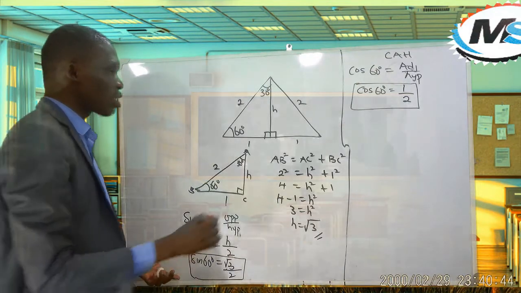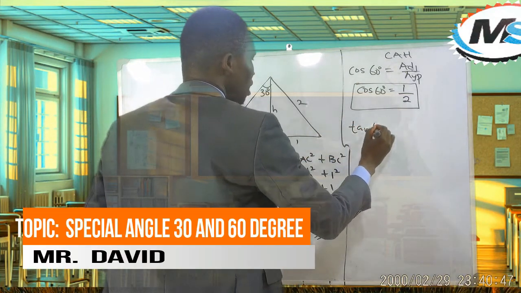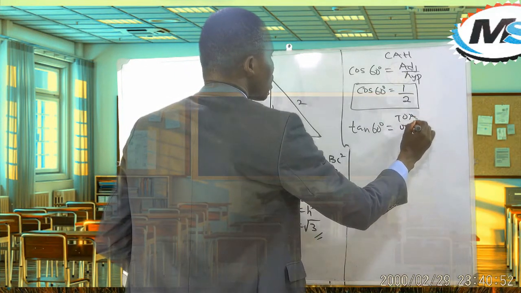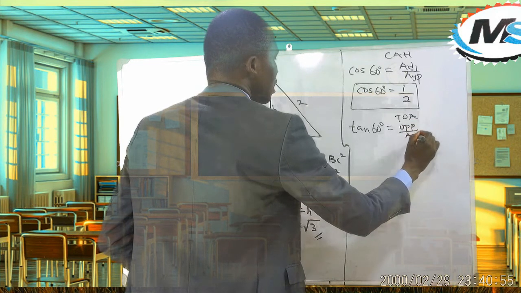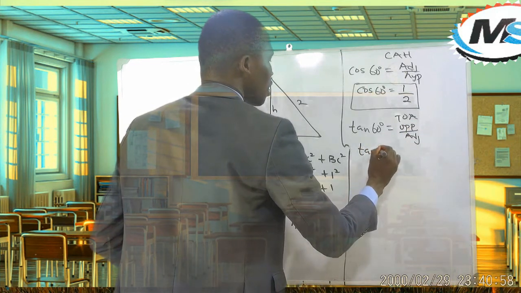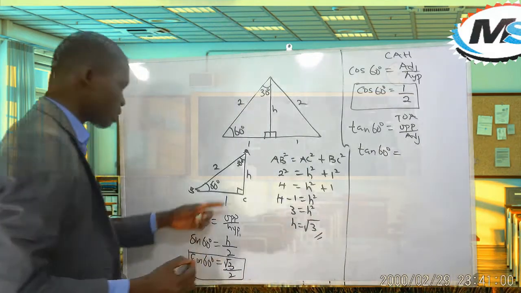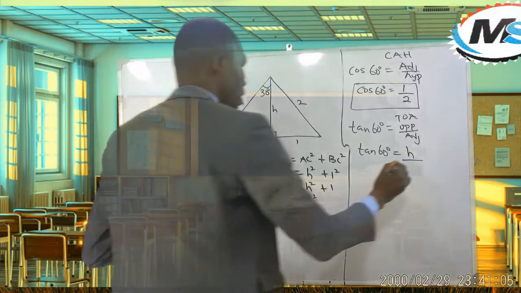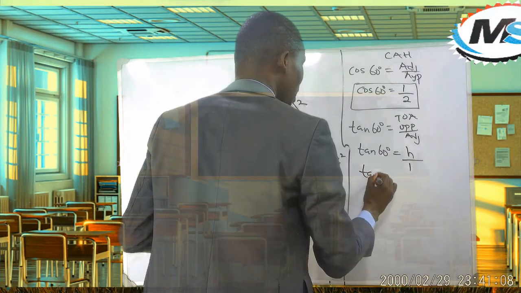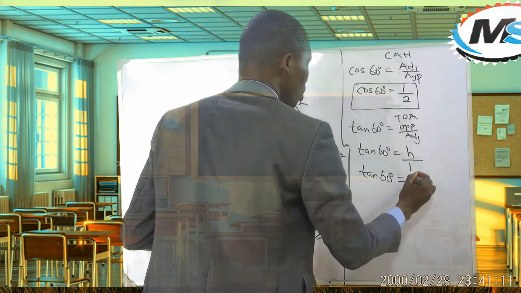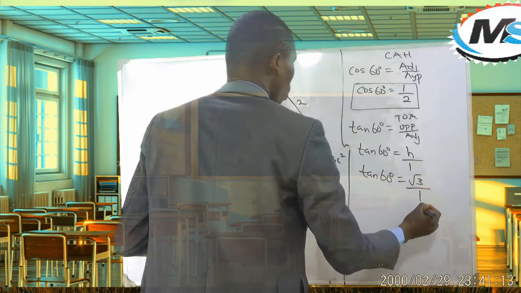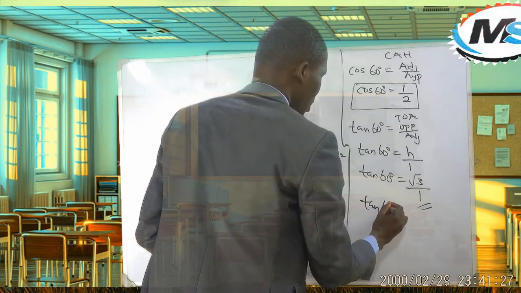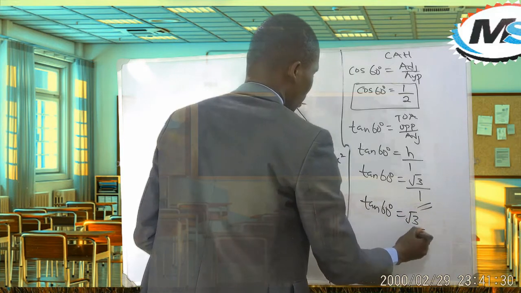Now the last one is tan. Tan 60 degree will give us TOA, that is opposite over adjacent. So tan 60 degree will give us, what is opposite here? Root 3, all over adjacent, which is 1. So tan 60 degree will give us root 3 all over 1. Now, this will give us tan 60 degree equals root 3.